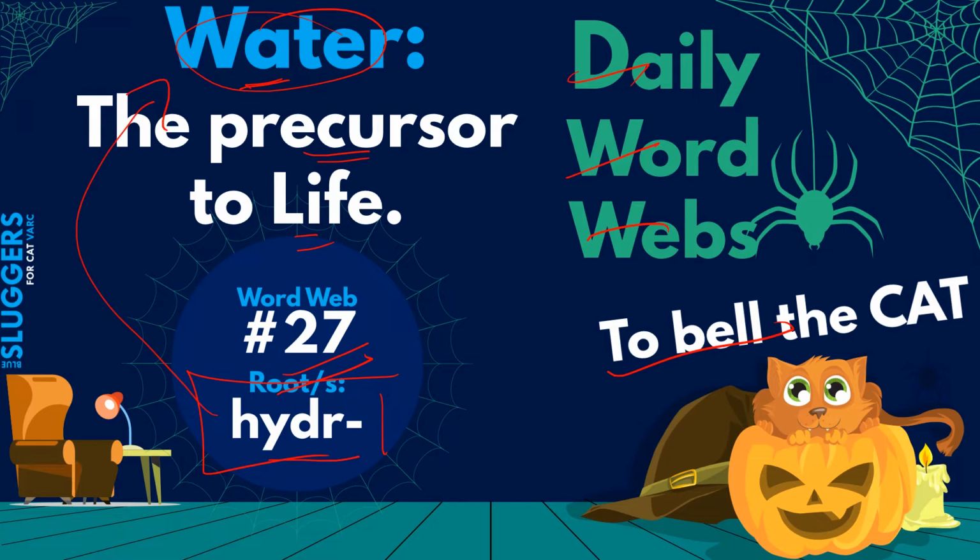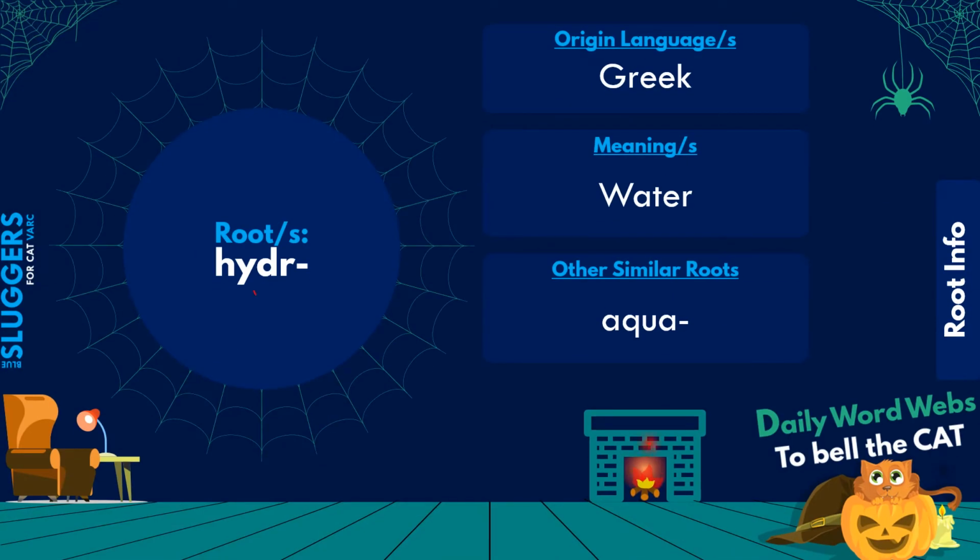Okay, so let's start. This root, guys, has its origin in the Greek language and it stands for water, as did the last root that we discussed in the last episode, right? Aqua, whose meaning was also water. So okay, let's go.